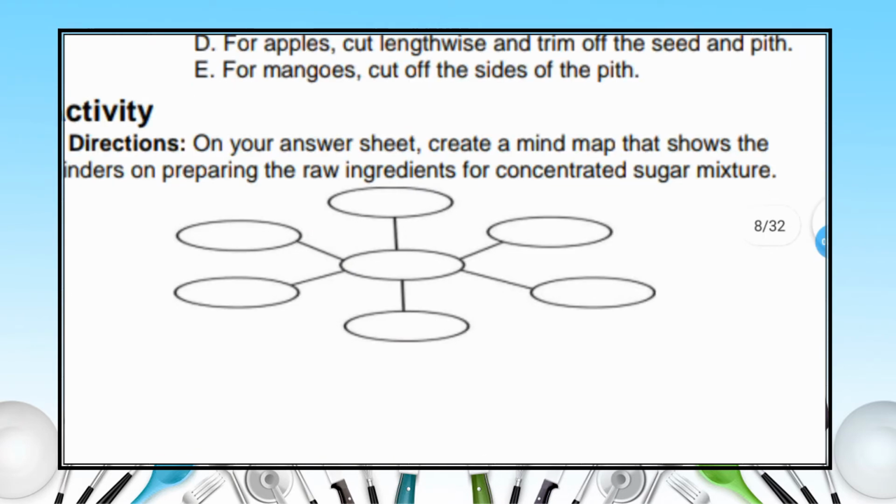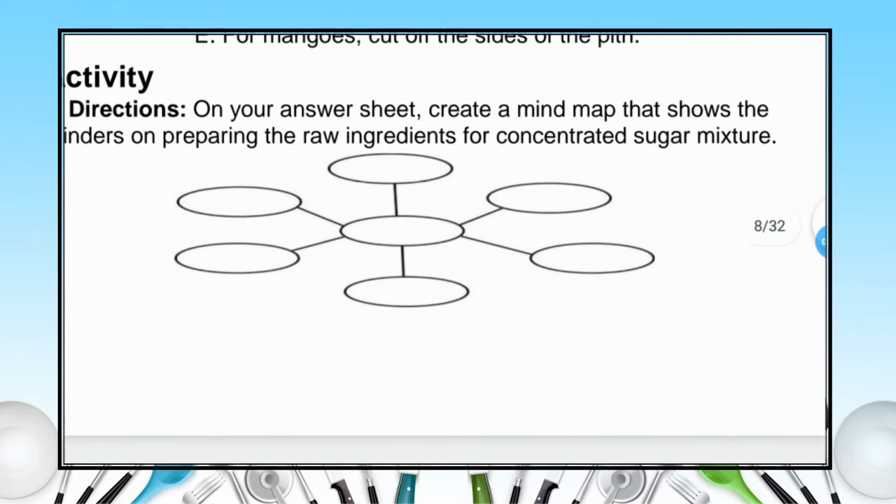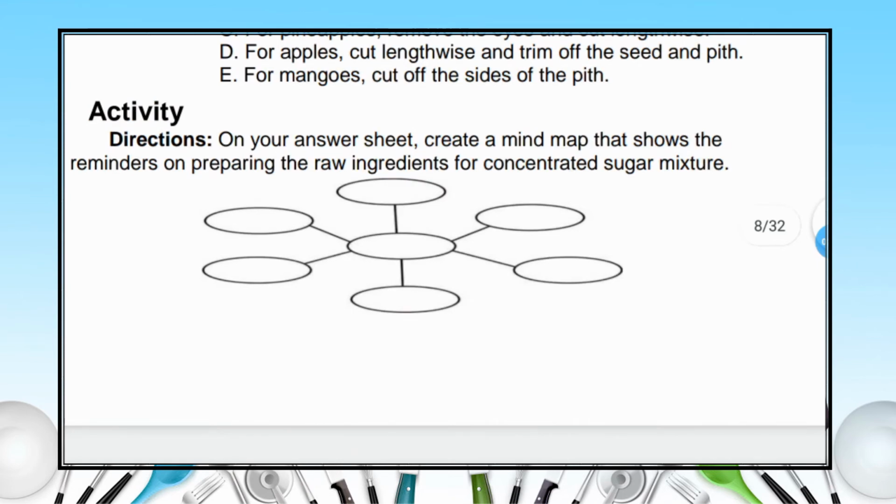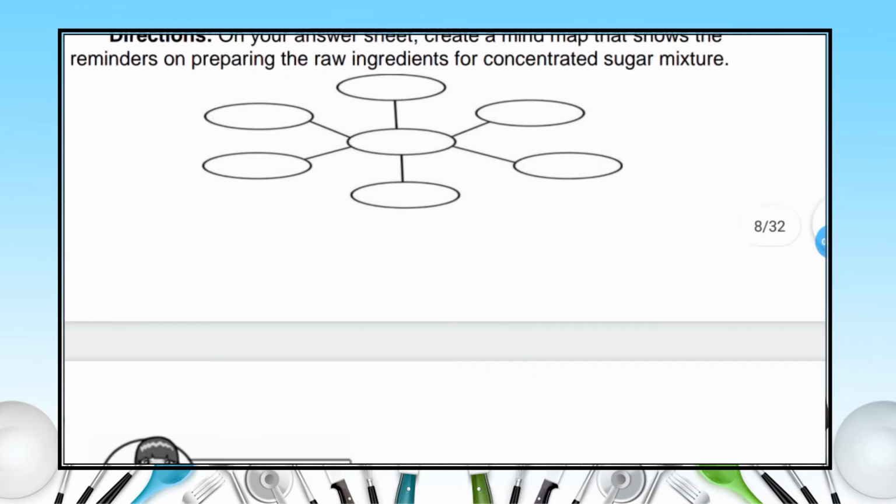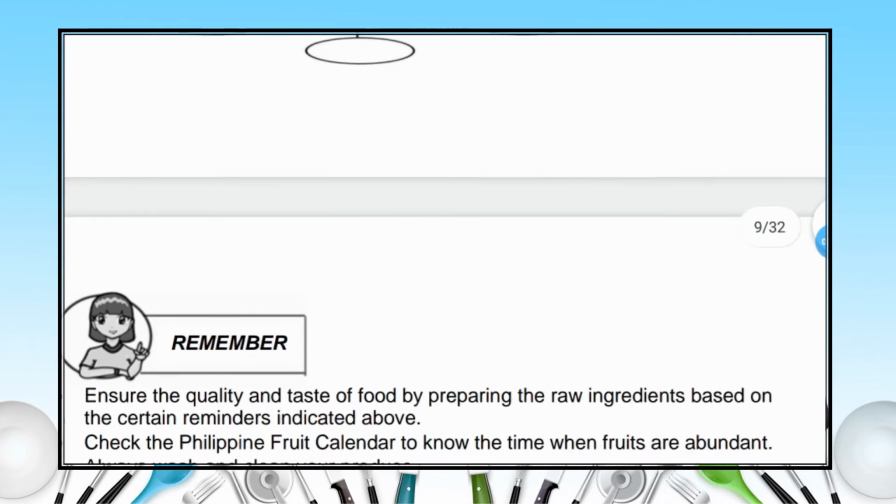And then, inside the circle, you're just going to write there what are the things that you need to remember on preparing the raw ingredients. So, sulat nyo lang dun sa loob mismo ng bilog. So, you will just identify at least 1, 2, 3, 4, 5, 6, 7 things that you need to remember in preparing the raw ingredients for concentrated sugar mixture.